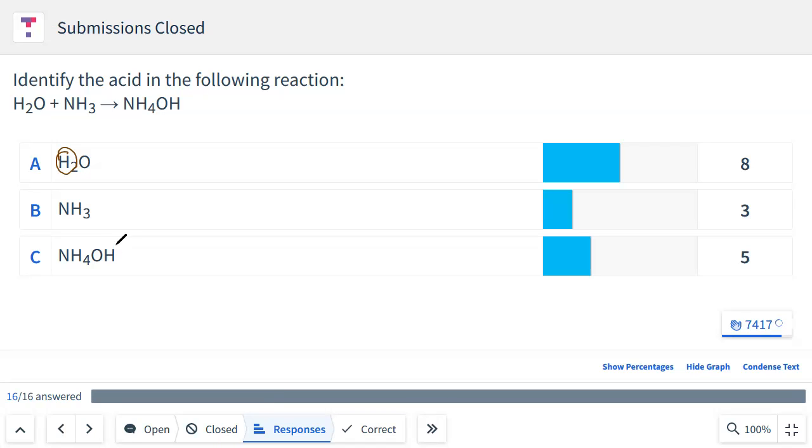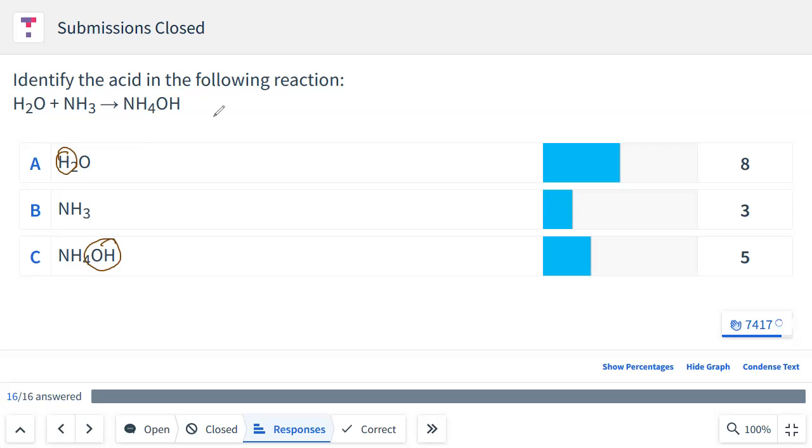All right, so none of you should have said this last one. The reason why you shouldn't have said the last one at all is because it's got two things going against it. First of all, it's a product. And when we think acid and base reaction, the acid and the base are usually reactants, not products. The second thing that's going against it is that OH group there usually indicates a base, not an acid.